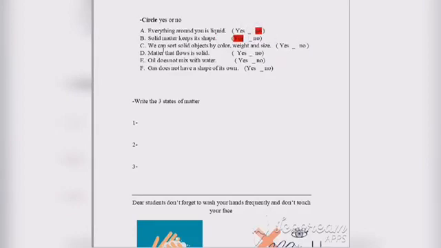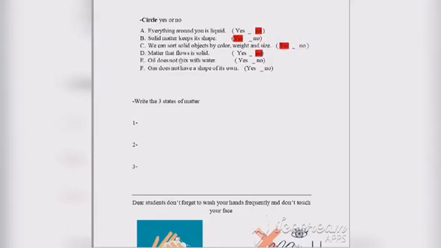You can sort solid objects by color, weight, and size. Can you sort solid objects by color, weight, and size? Yes, you can. You can sort any matter by color, weight, and size. Matter that flows is solid. Is it? No, it's liquid. This is wrong.